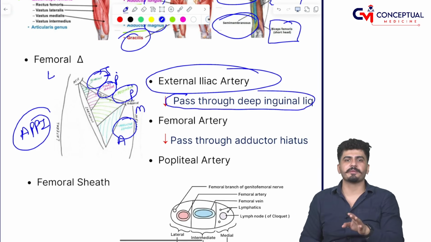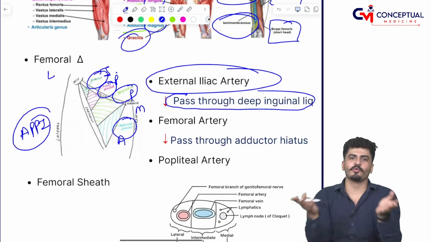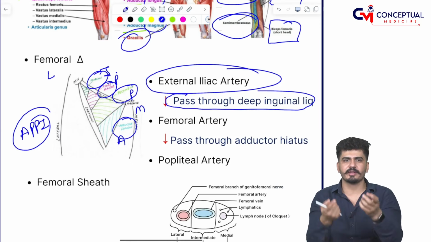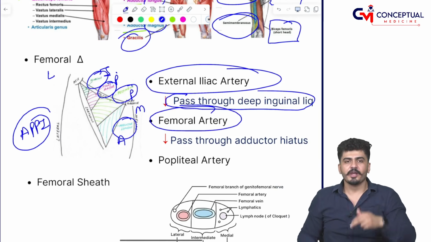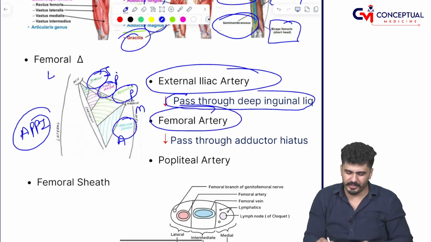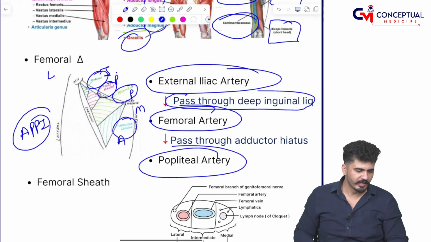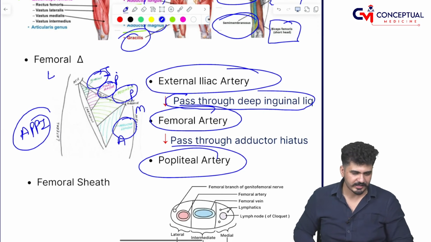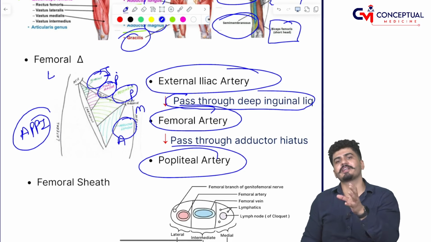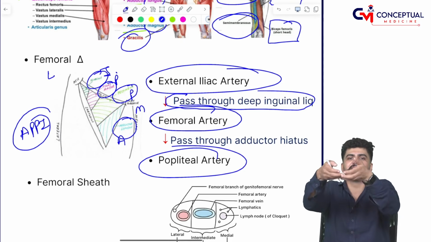Now the name is changing. Once it is passing through a structure, a new name is coming. So external iliac artery passing through the inguinal ligament, the new name is femoral artery. Now this femoral artery is passing through the adductor hiatus, the new name is popliteal artery. So popliteal artery is the most difficult artery to feel at the popliteal fossa.